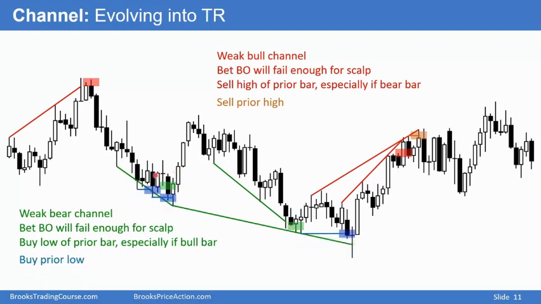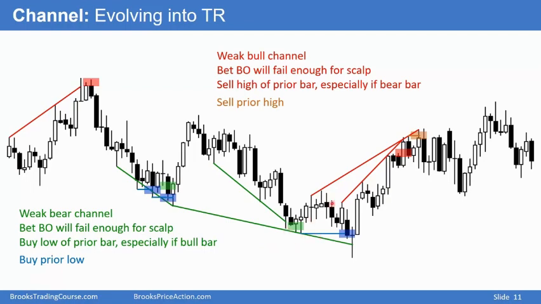We have a bull bar here. It's a bear flag, but a bull bar. Traders will buy either at the low of this bar or at this prior low. And the same is true here. We have a bull bar and a doji bar, not strong sell signal bars. Bulls will buy either at that low or at the prior low. And the same is true here.